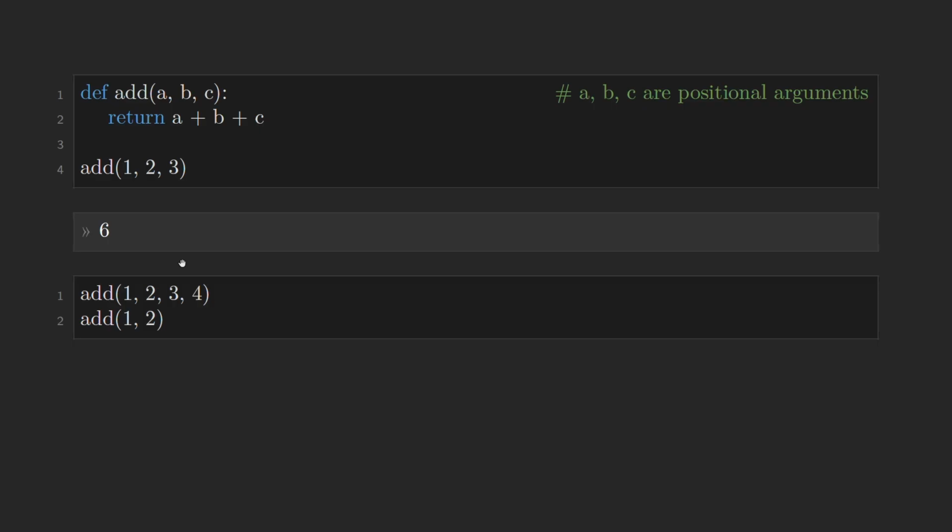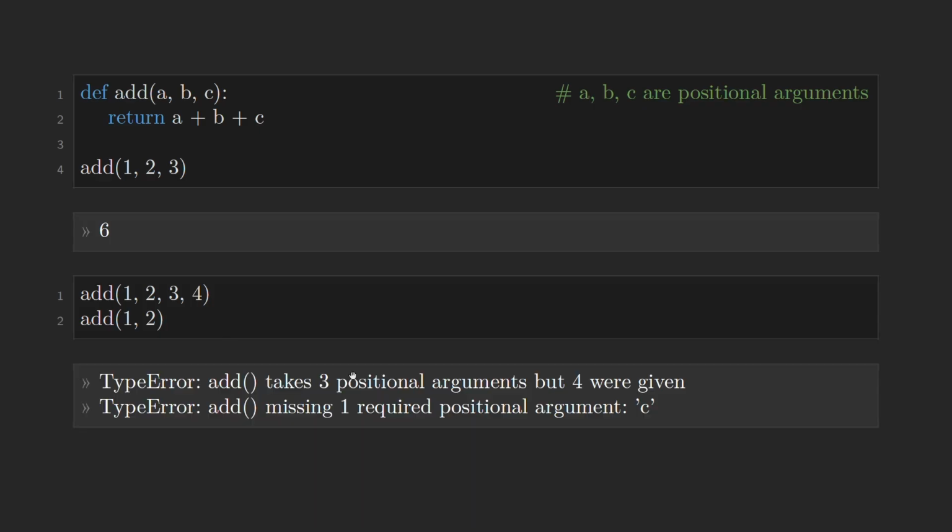But what if we want to sum more than 3 or less than 3 numbers? For example, when we call the function with 1, 2, 3, and 4, or only with 2 arguments, what happens? As expected, it won't work. In the first case there is the error that the add function takes 3 positional arguments but 4 were given. In the second case, the add function is missing one required positional argument, which is c. So what to do about this?